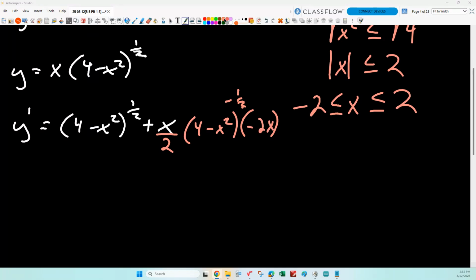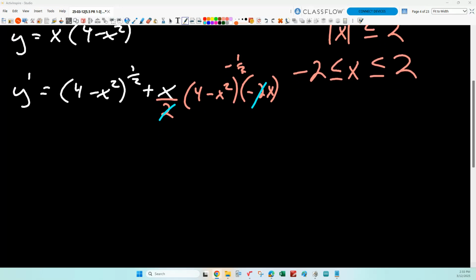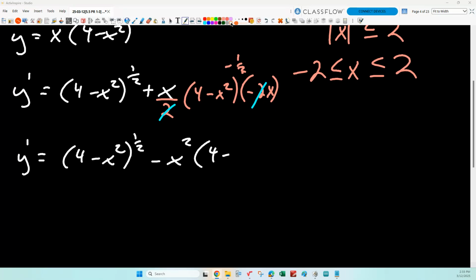Okay, good. So we could do a little bit of canceling here. Fortunately, those 2's cancel. That's kind of nice, right? And then if we clean that up, we get y prime equals 4 minus x squared to the 1/2 minus x times x is x squared, 4 minus x squared to the minus 1/2. So now there's a couple different ways you can go with this.